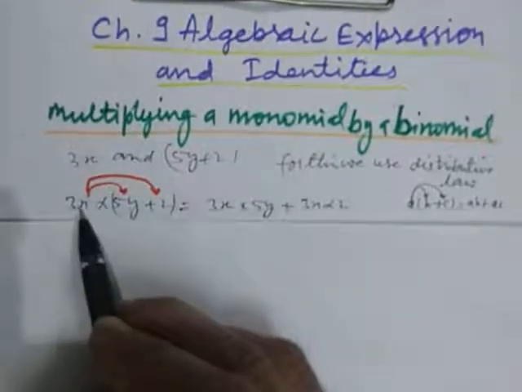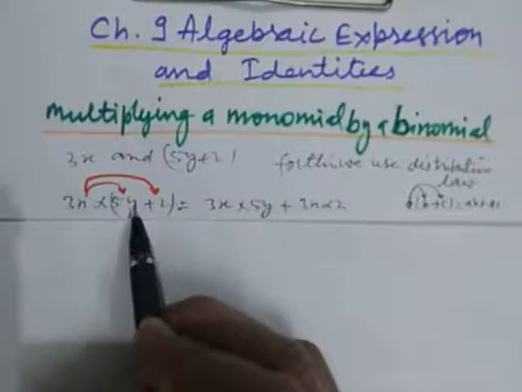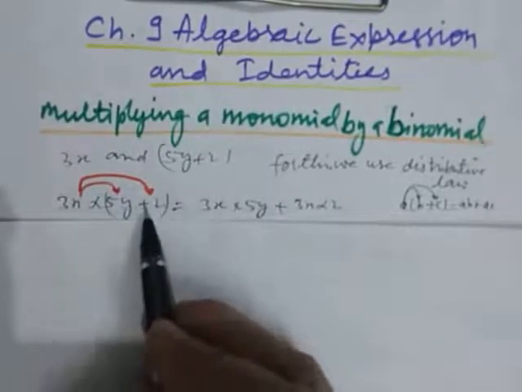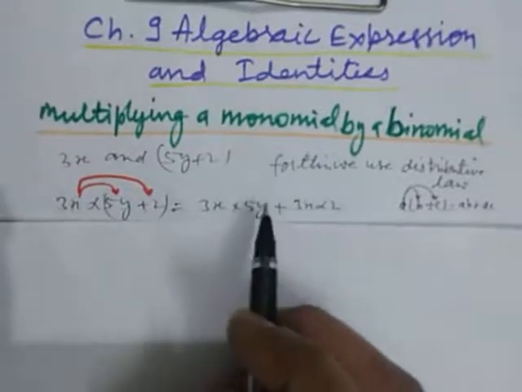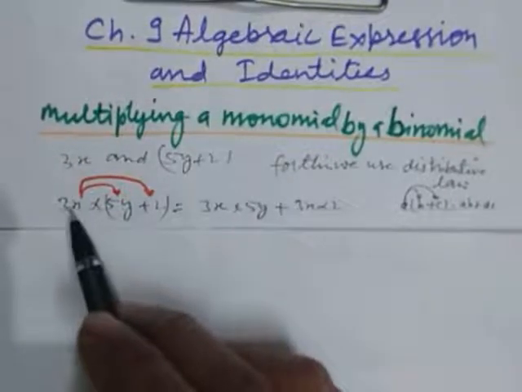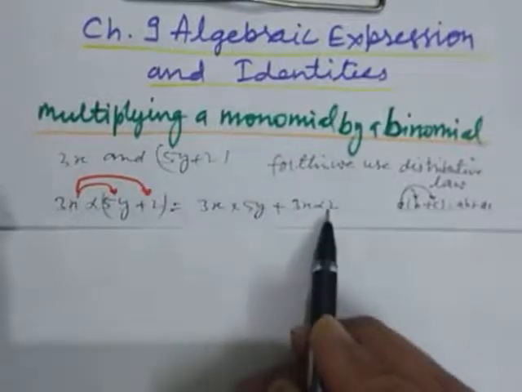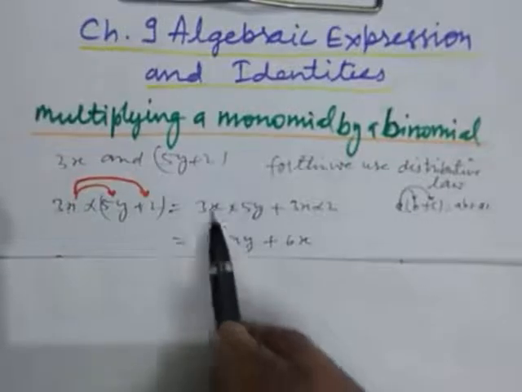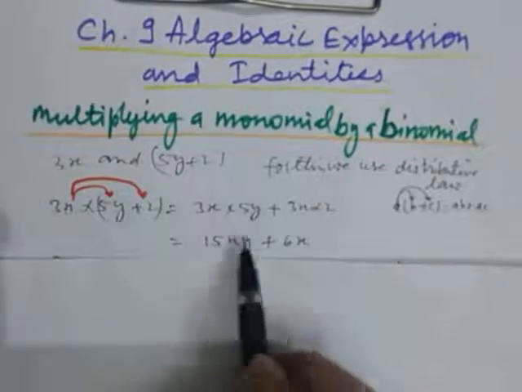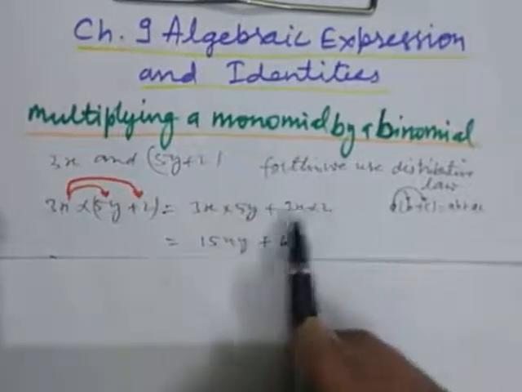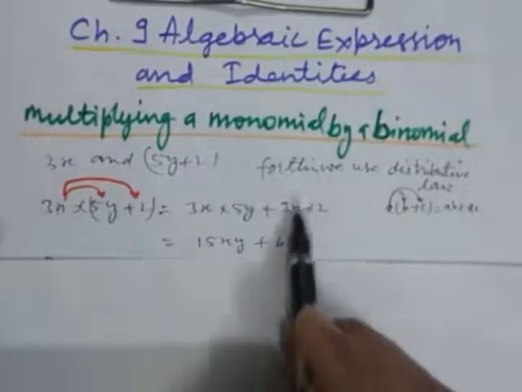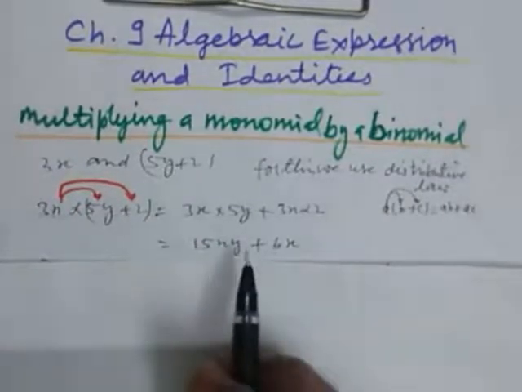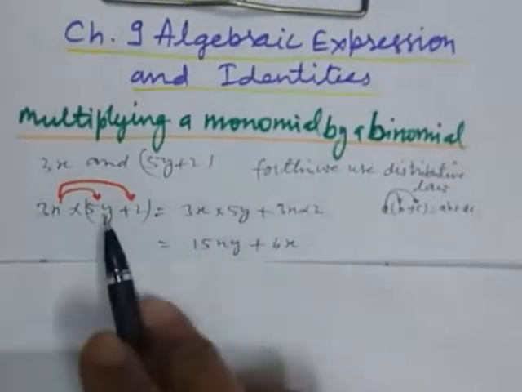So 3x multiplying by 5y and then 3x multiplying by this 2, and there is the plus sign in between. So by multiplying this we write the result. 3 5s are 15, x into y, that is xy. So 15xy is the result of this, and 3 2s are 6. So 6x is the result of this. So this way we can multiply this, okay? And this is the distributive law.